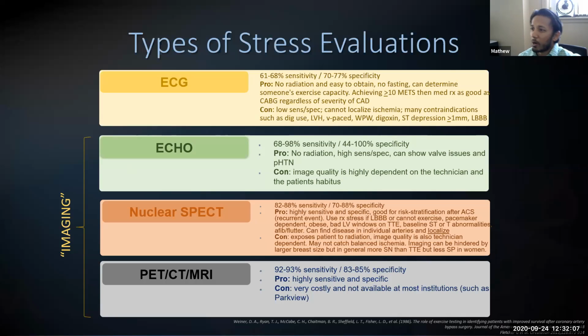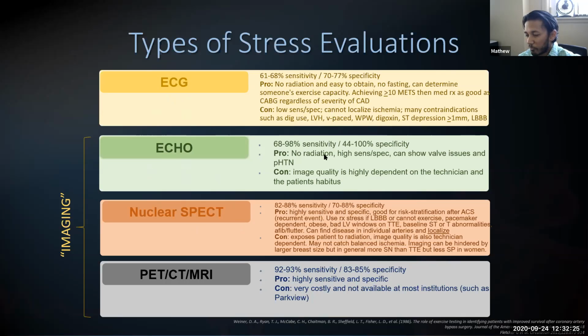All right, so I'm not going to talk about the PET CT and MRI because that's really going to be in your major hospital centers like Denver, Mayo Clinic, stuff like that. Not as much here in the hospital. But the nuclear SPECT, echo, and ECG are going to be the ones that are high risk of showing up on your boards. This is a good one to take a screenshot of.